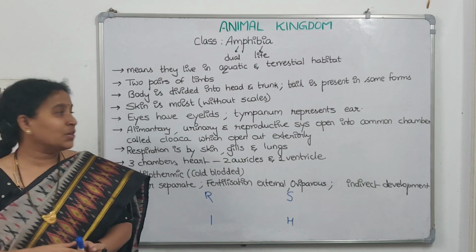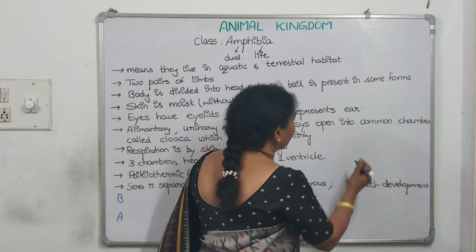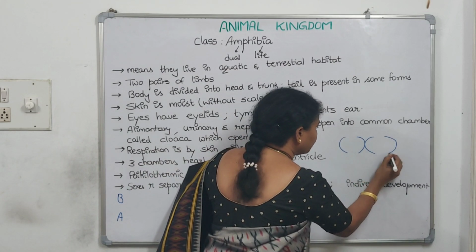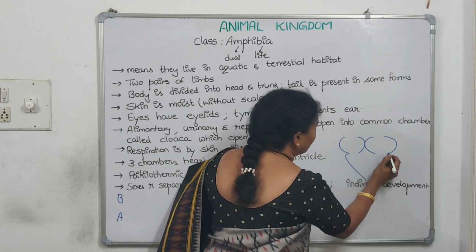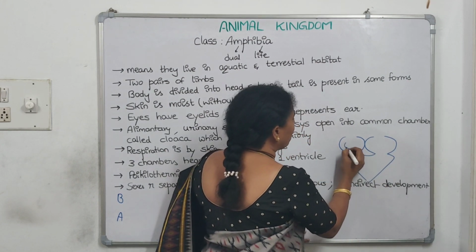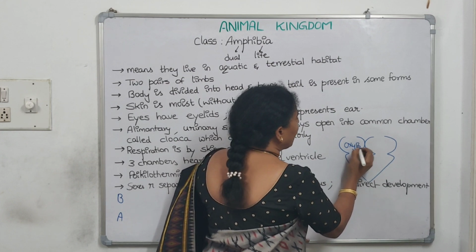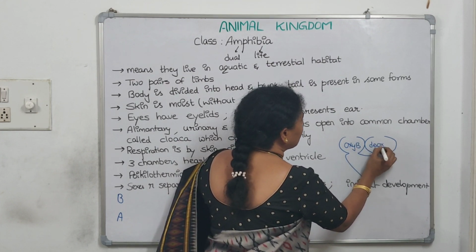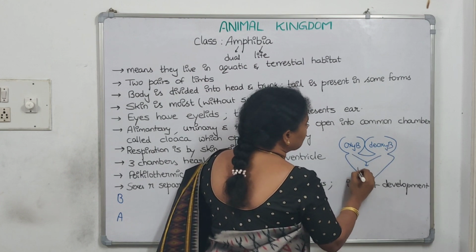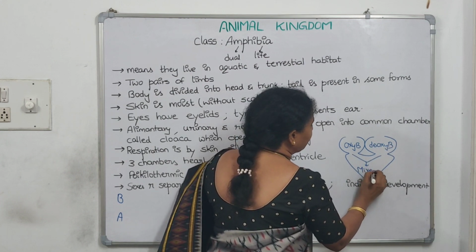Here we say heart is 3-chambered. 2 auricles and 1 ventricle. So 2 atria are there. Both of them open into a common ventricle. One side oxygenated blood will come and the other side deoxygenated blood will come. Since there is only one ventricle, both of them mix and it becomes mixed blood.